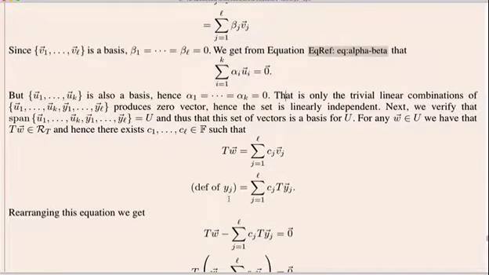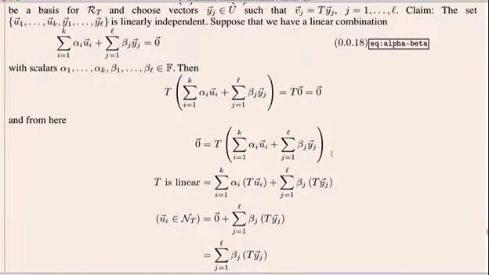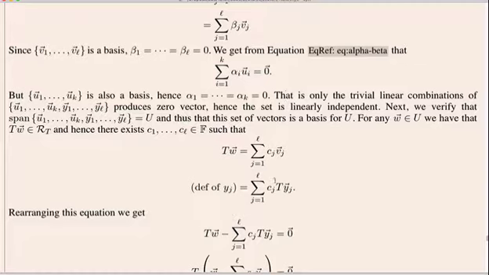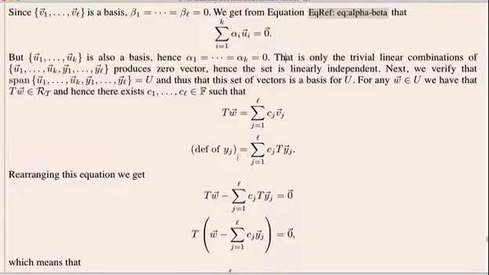Then using the definition of y, the v's are T of y with indices j. So we can replace v_j with T(y_j). And then we can rearrange this equation to have 0 on the right hand side. We get T(w) minus the sum as j goes from 1 to l, c_j T(y_j) equals 0. Then applying the linearity of the transformation backward, we can take T outside the sum and difference.